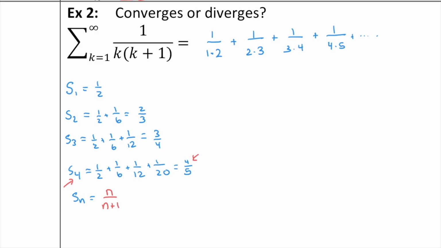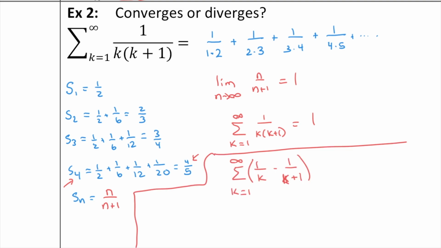Next, let's see if Sn converges. If we have the limit as n goes to infinity of n over n plus 1, that answer is 1. So that means that our infinite series, the sum from k equals 1 to infinity of 1 over k times k plus 1, must be equal to 1. There is a second way to consider the problem.